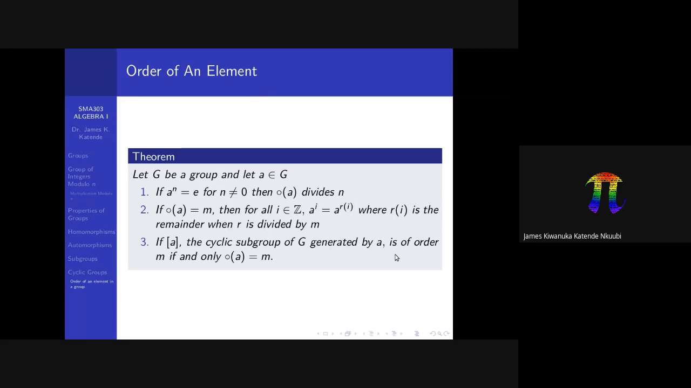So this statement says that the number of elements in a cyclic subgroup will be equal to the order of the element, the order of the generator of a cyclic subgroup. So if A is a generator of a cyclic subgroup and it is of order M, then that cyclic subgroup will also have exactly M elements. Okay, so that's what we need to check. We will go to the proof now.